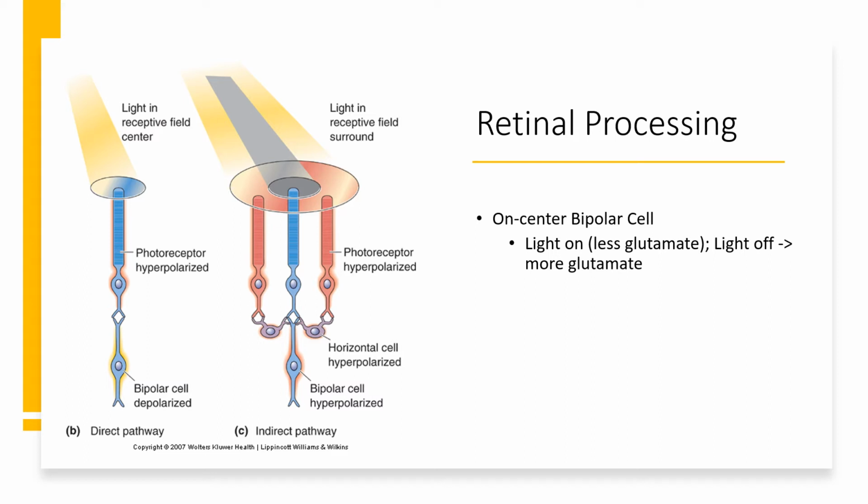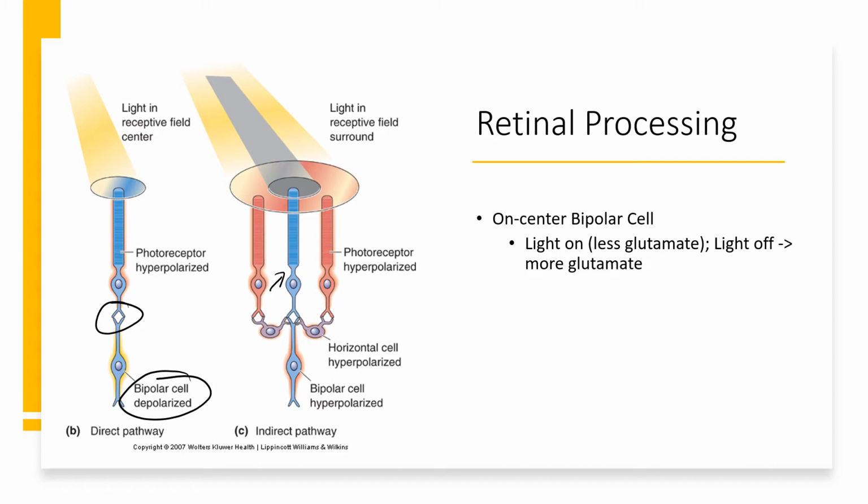So again, here we have that on-center bipolar cell. Light on, we get less glutamate response, because remember, the photoreceptor gets hyperpolarized when that happens. There is more depolarization of the bipolar cell when the photoreceptor is hyperpolarized, so it's going to release more, but in terms of this synapse right here, we're getting less glutamate being released. We turn the light off, and more glutamate gets released because the photoreceptor maintains its depolarized state.